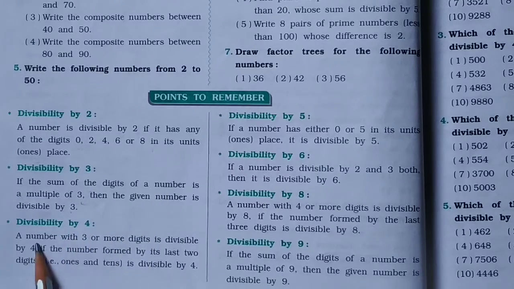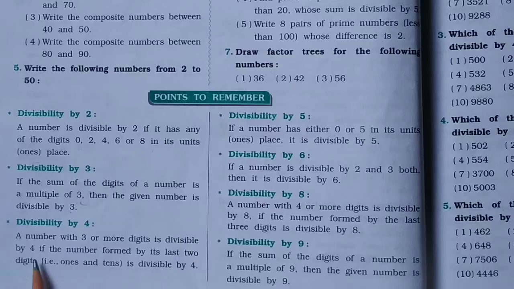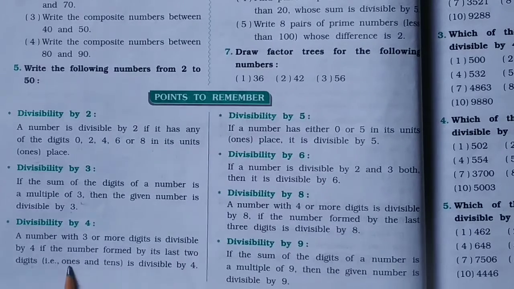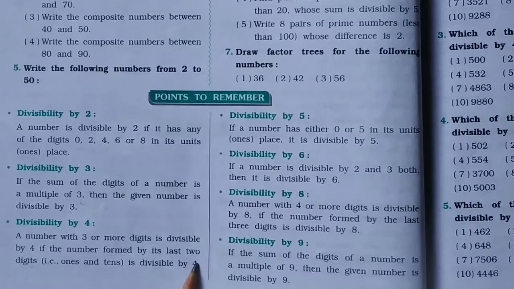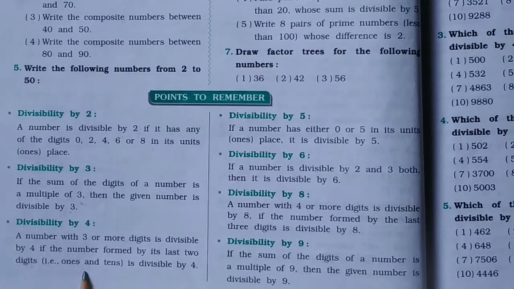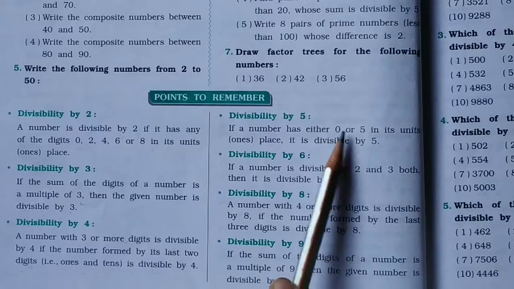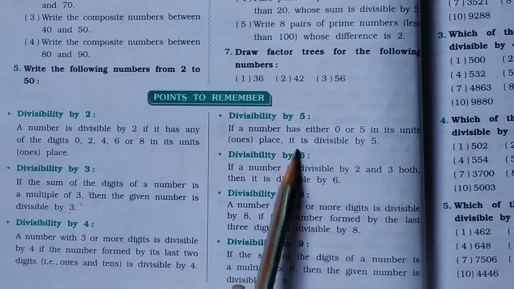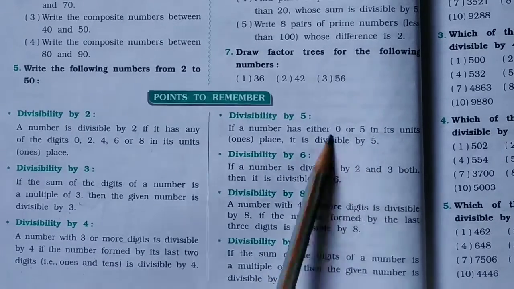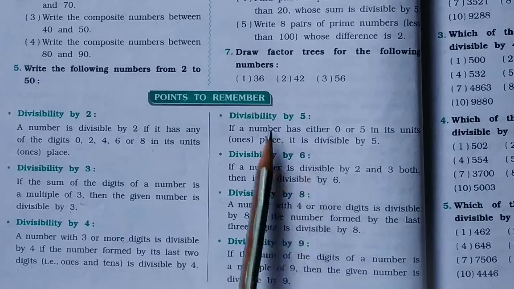Divisible by 4: a number with 3 or more digits is divisible by 4 if the number formed by the last two digits is divisible by 4. That means check the 4 table for the last two digits. Divisible by 5: if a number has either 0 or 5 in the units place, it is divisible by 5. That means in the 5 table, only 5 and 0 come: 5 ones are 5, 5 twos are 10, 5 threes are 15.